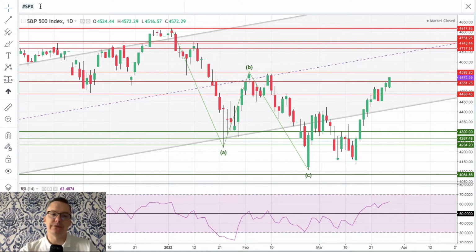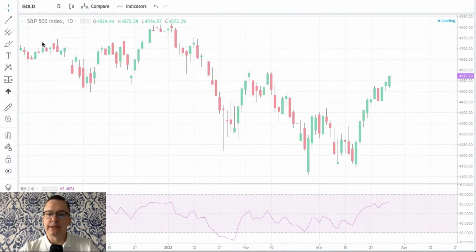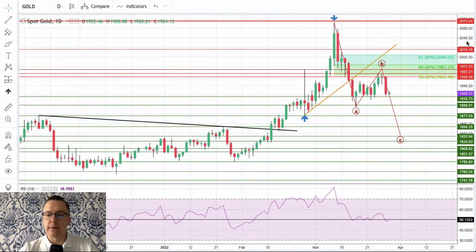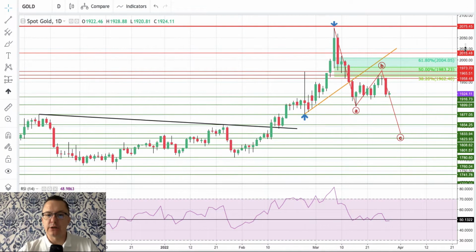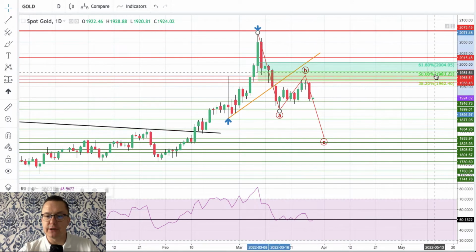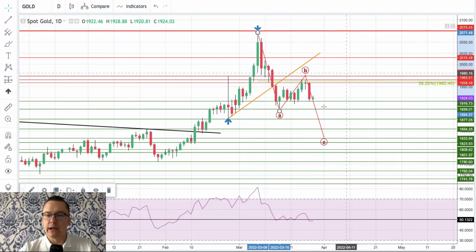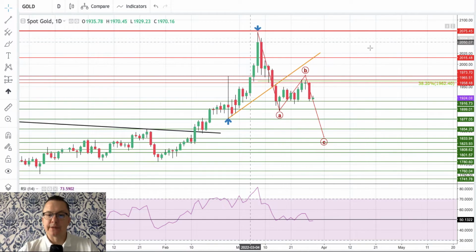If the S&P 500 is going up, what is going on with gold? Is gold going lower? Let's take a look. The daily time frame chart of the spot gold market is showing us the top for wave B done around the 38% level. So let me just remove the 50% and 61% levels from the chart. We got from the highs of 2075, wave A, then a 38% retracement, wave B.